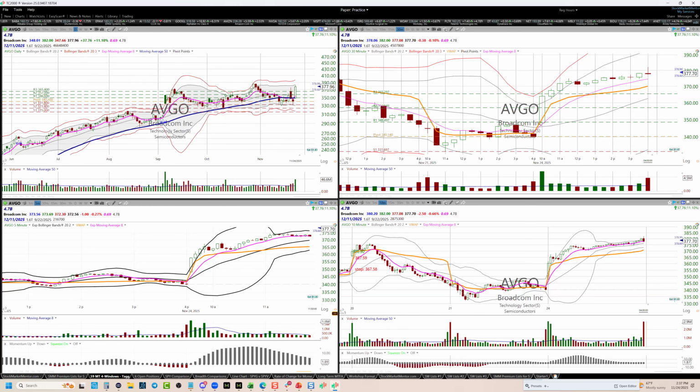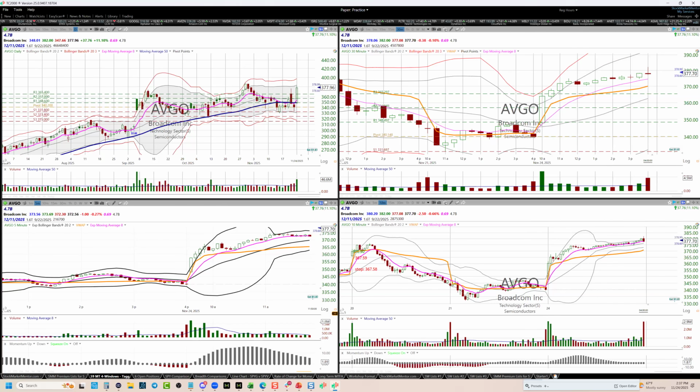I want to look at Broadcom today. This is how the chart looks now at the end of the day. But I want to take you through, I guess you could call it a day trade, because it sure as hell went on all day and is still really going. And that's using one of the tactics in the 59-minute trader course that I have.